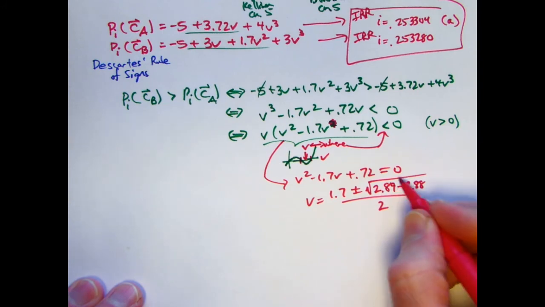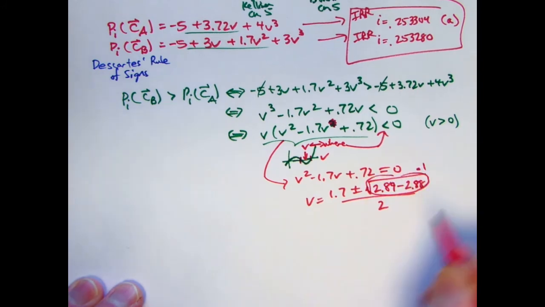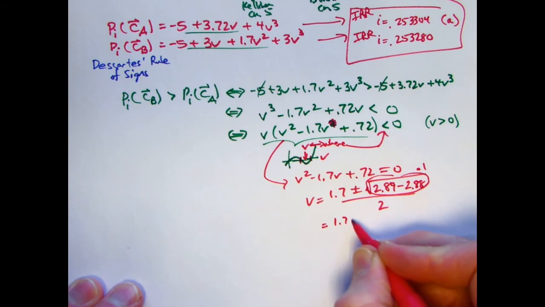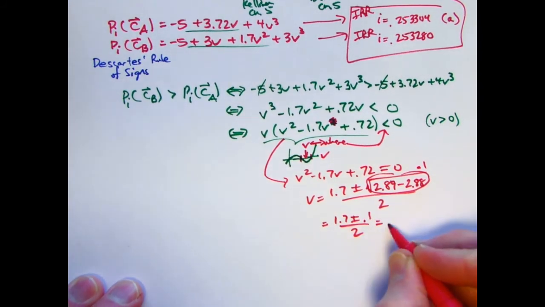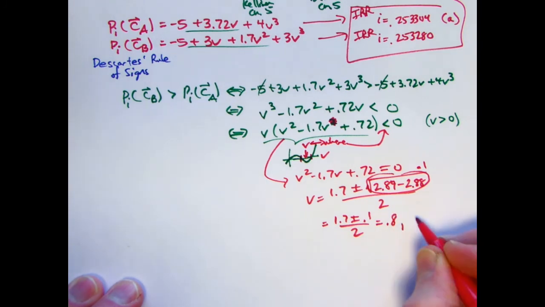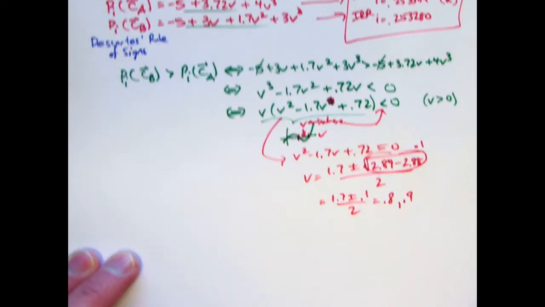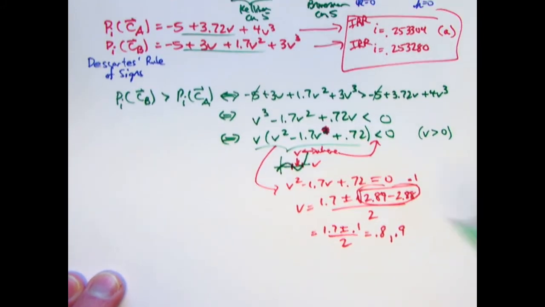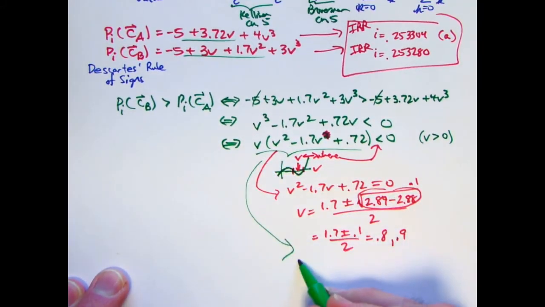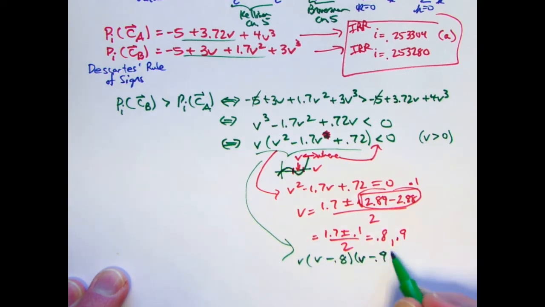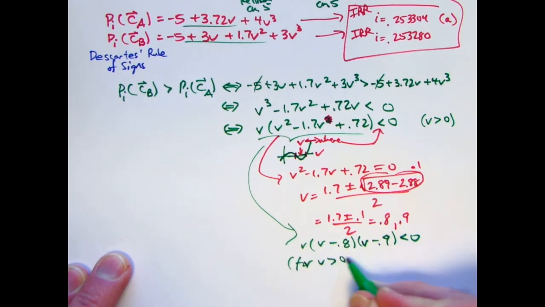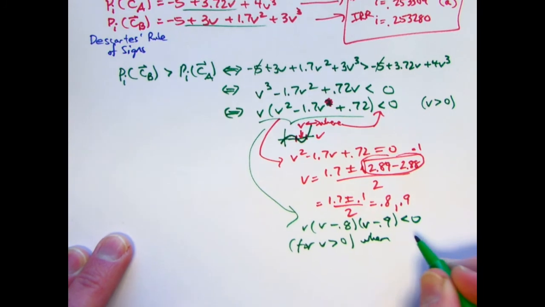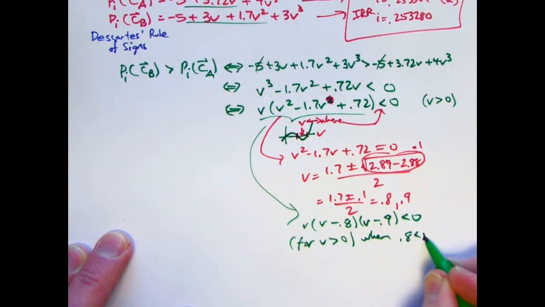This is 0.01 inside there, then the square root of that is 0.1. This is going to be 1.7 plus or minus 0.1 over 2. 1.6 over 2 is 0.8, and 1.8 over 2 is 0.9. So this allows us to factor this further as v times v minus 0.8 times v minus 0.9. This will be less than 0 for positive v when v is between 0.8 and 0.9.